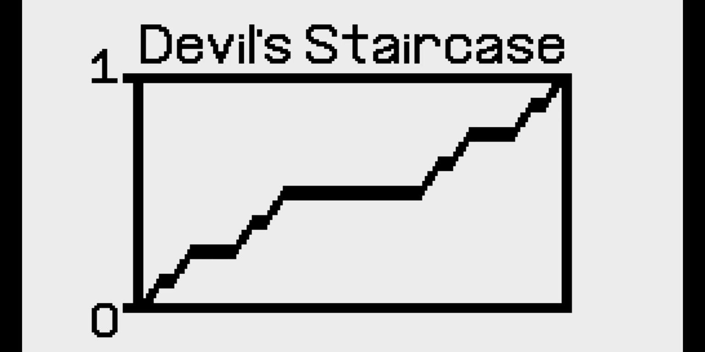This curve actually has a name, the Devil's Staircase. I will leave more resources in the description, but the most interesting thing about this function is that it has a derivative, or slope when you zoom in far enough, of 0 everywhere, but still manages to increase from 0 to 1.